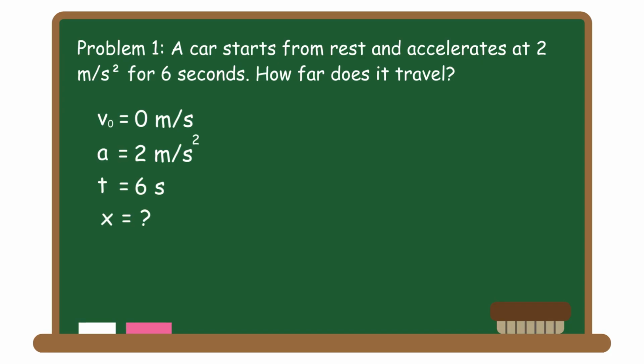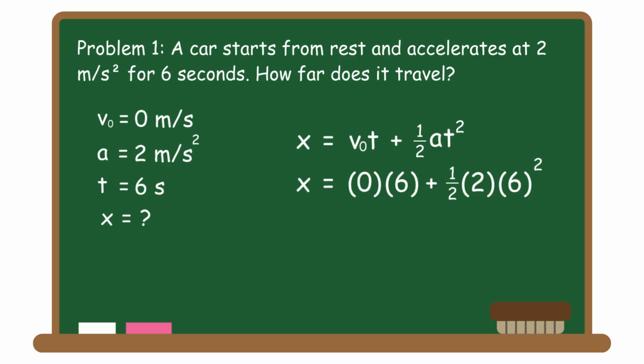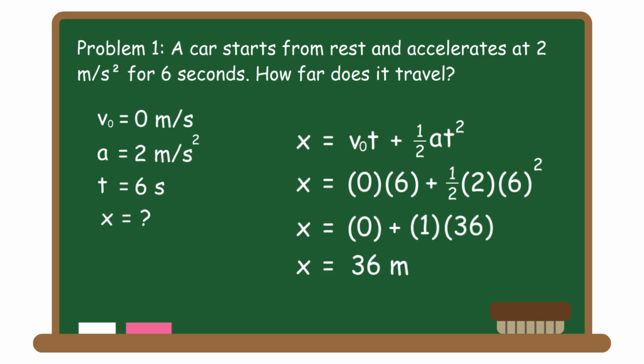We'll use the equation. Displacement equals initial velocity times time plus 1/2 times acceleration times time squared. Substitute the values. x equals 0 times 6 plus 1/2 times 2 times 6 squared. That simplifies to x equals 0 plus 1 times 36. So, the displacement is 36 meters. The car travels a total of 36 meters in 6 seconds.